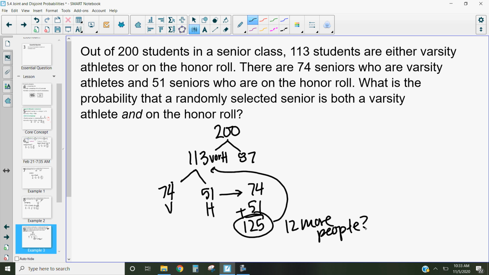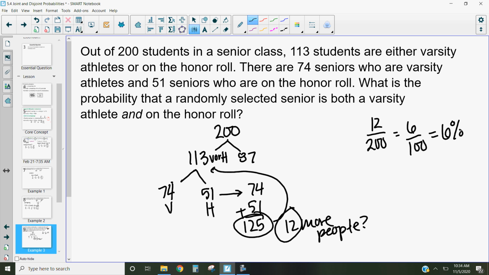Based on these numbers, where they don't say these many are just varsity, these many are just honor roll, and these ones are both of them, what happens is by separating them as varsity versus honor roll, we end up with those kids that are both. And those students that are both end up being double counted. So when we're talking about the probability that somebody is both, we actually are talking about this 12 people. So we've got 12 people out of 200, or 6 out of 100, which is 6% of students that will be on both. Now, it's so important to recognize that we found that by looking at where the double counting was occurring. So that double counting is very crucial when we're doing our calculations.